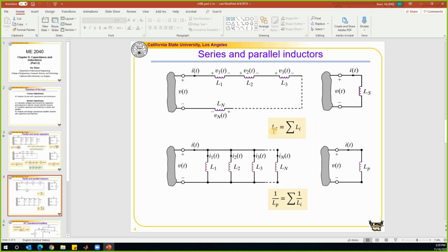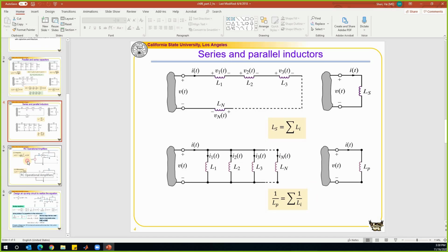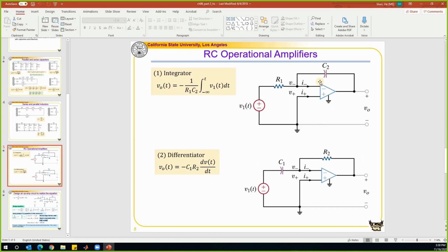If they are in series, the overall inductance will be the summation of them. If they are in parallel, the inverse of the total inductance will be equal to the summation of the inverse of the inductance of all these inductors. The next topic will be operational amplifiers with capacitors and inductors.